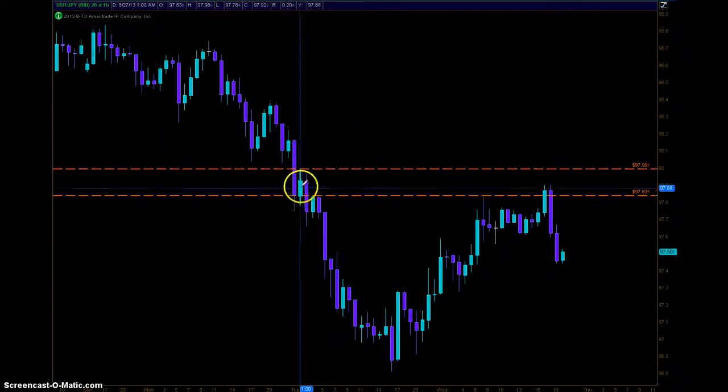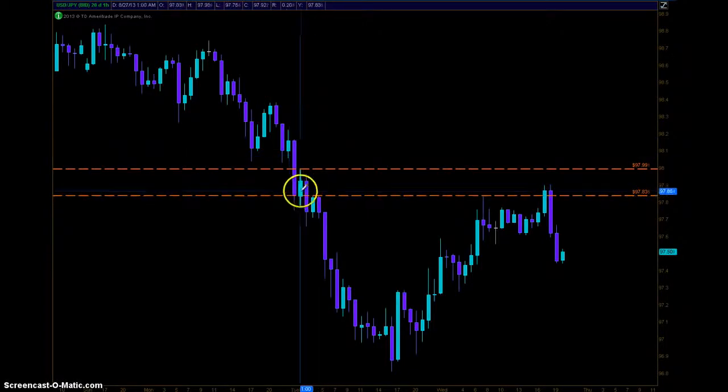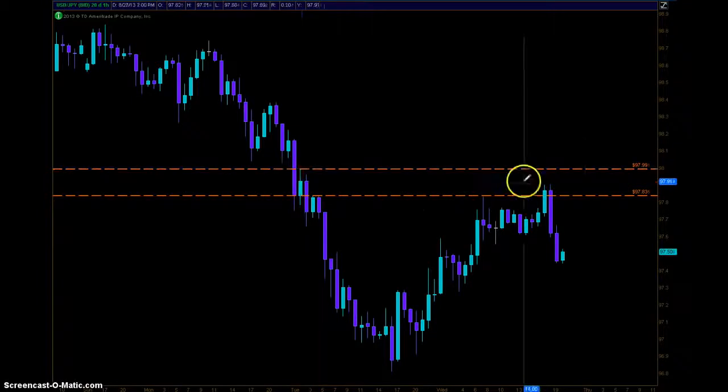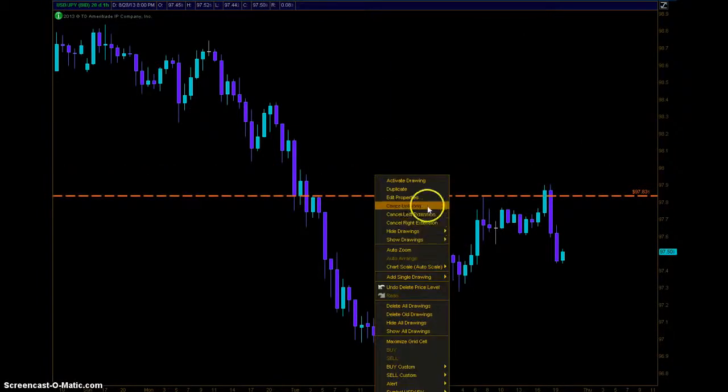So anyway, for a supply zone, again, typically I'm going to start with the open of the candle that gets engulfed and just go to the high of the range. Now with the demand zone, it's the same thing. You're just going to flip it around. So it's going to look a little bit different.